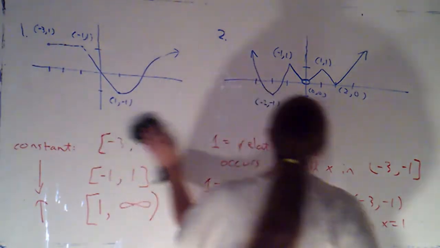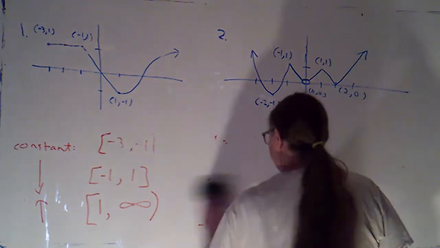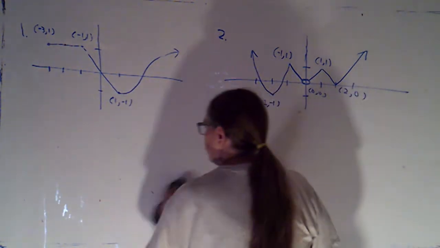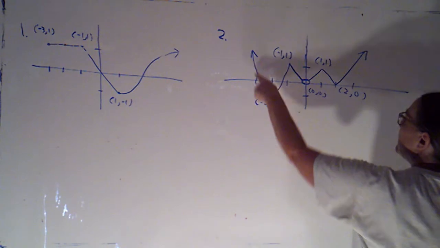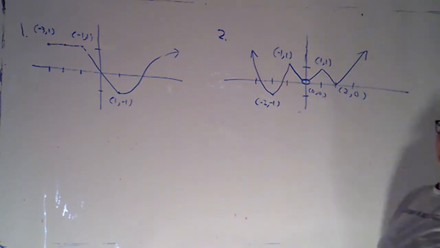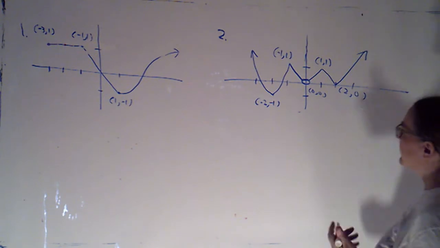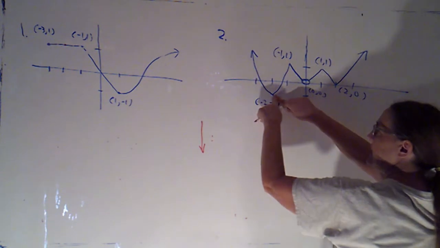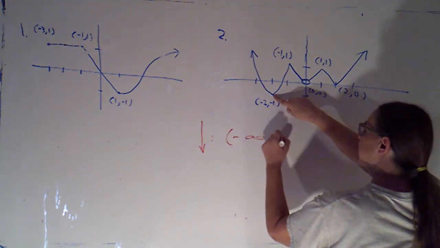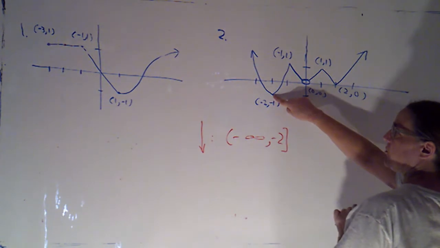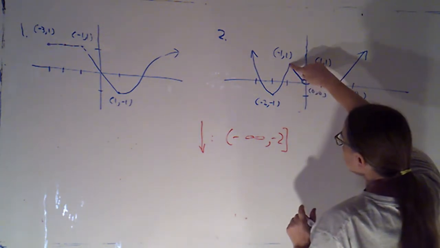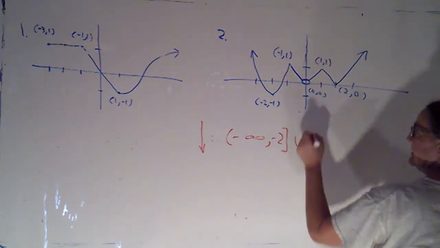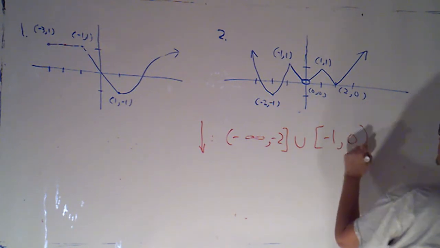Let's do the same thing for question 2. Okay, looks like we go down, up, down, up, down, up. So this is never constant, but we're increasing and decreasing on various intervals. So decreasing, it looks like from here to here, so that would be negative infinity to negative 2, and I can include that finite endpoint. Then we're going to be increasing for a bit, but we're decreasing here. So I'm going to write union negative 1 to 0.